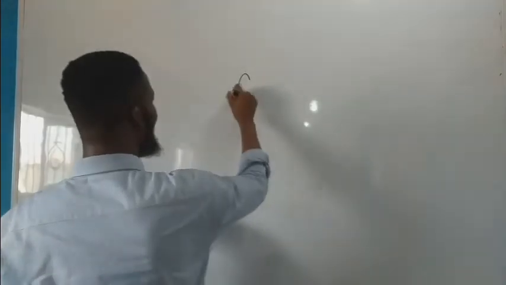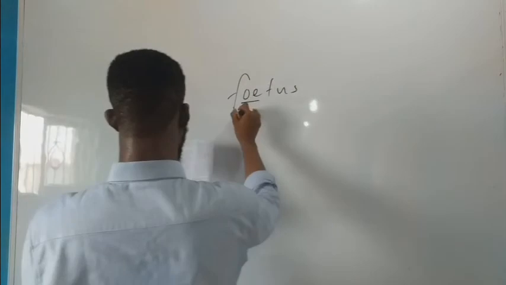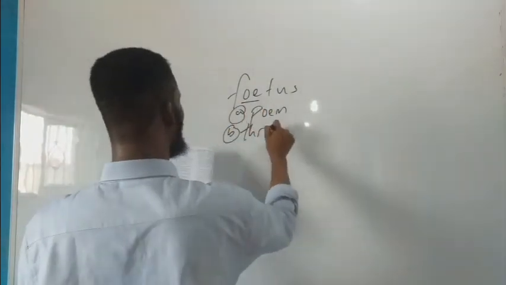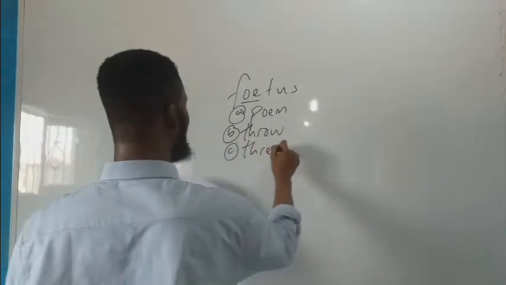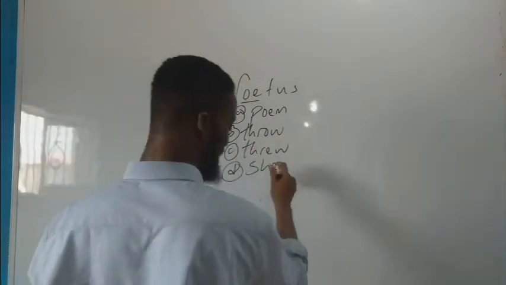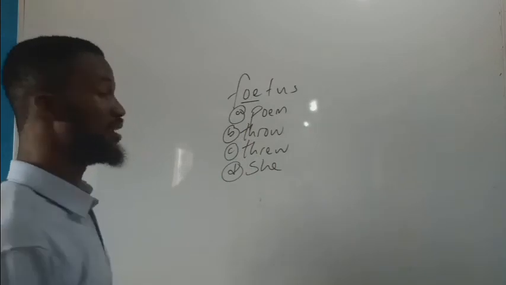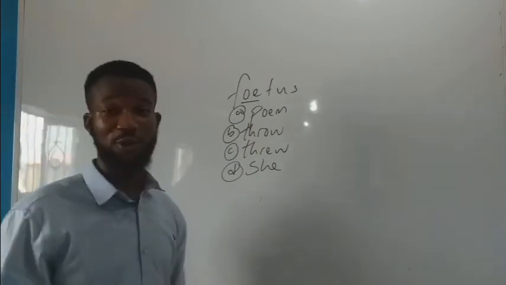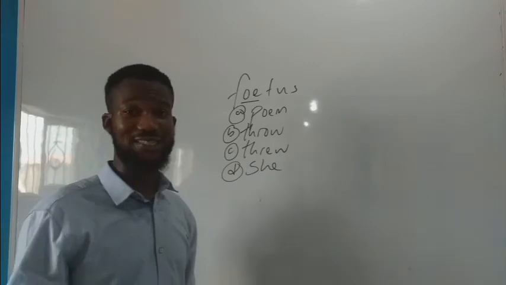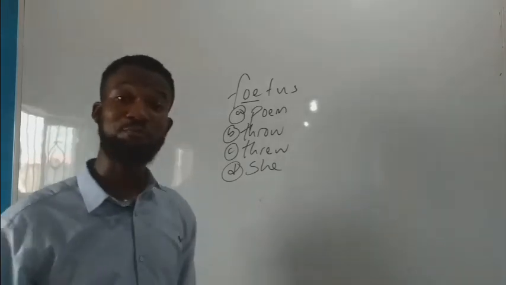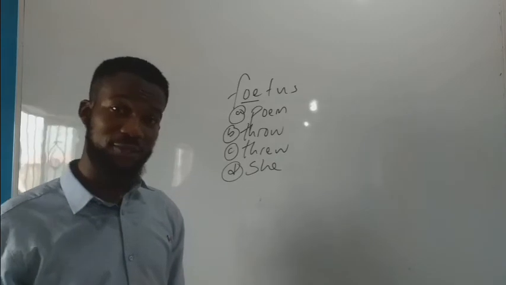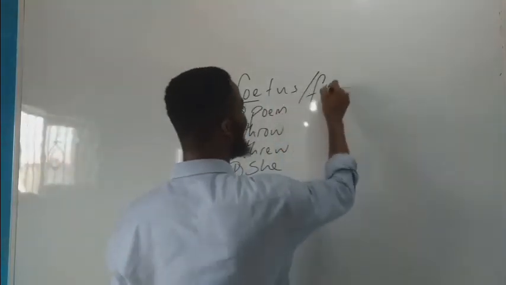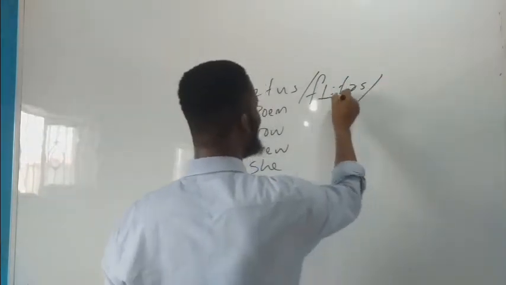Our next question is FOETUS, and this is underlined. Option A we have POEM, B we have THROW, C we have THRAW, and option D is SHE. The part that is underlined, normally people call it foetus, no? Most times, when you have OE or EO, you're likely to have a long E sound, for example, people, amoeba, fetus. All those words have a long E sound, fetus. And this is what we're looking for.